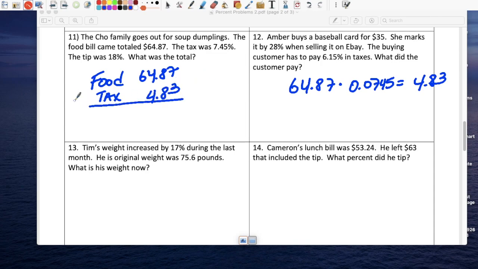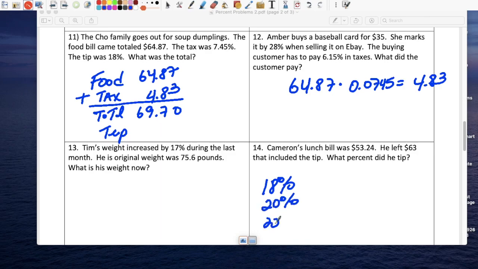So let's add that up. 10, 17, 9, and then 6. So this is my total right now. And then I'm going to do tip. Now remember I told you in class, restaurants nowadays, I don't even see 15%. On the receipt itself, it's calculated for you. At the bottom of your receipt, it comes something like this: 18% gratuity, 20%, and 22%.